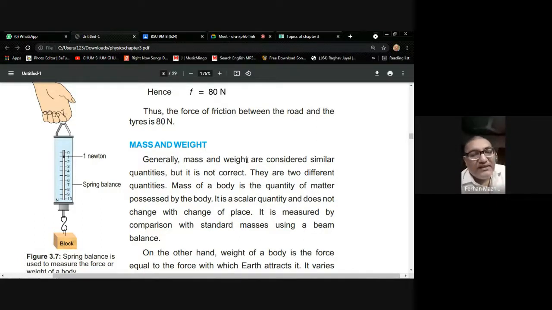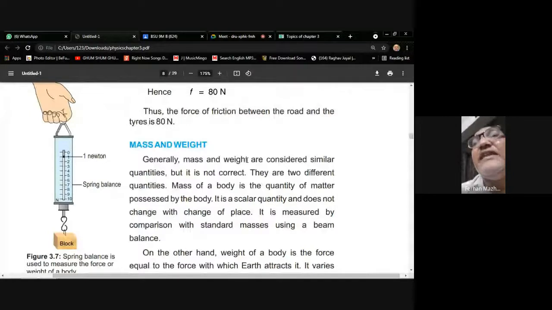Scalar quantity means that it can be completely described with magnitude only. But weight, which is a force, is a vector quantity. It can be completely described and understood by the magnitude, and it also requires direction. The direction is always towards the center of the earth if we are talking about earth. So weight is the force with which earth attracts the body towards its center.